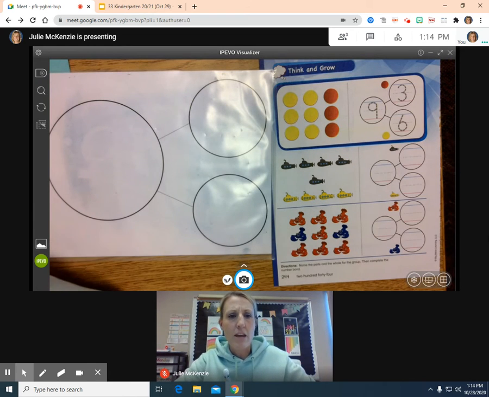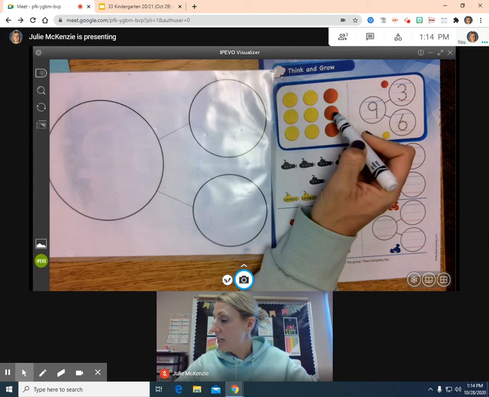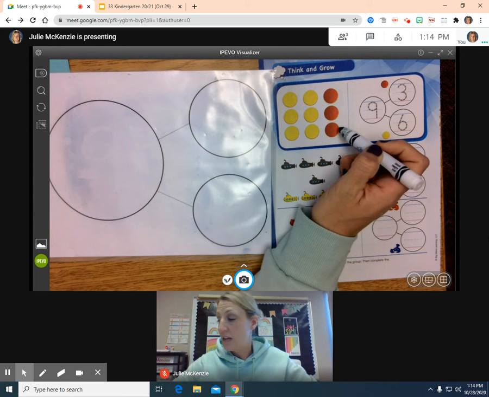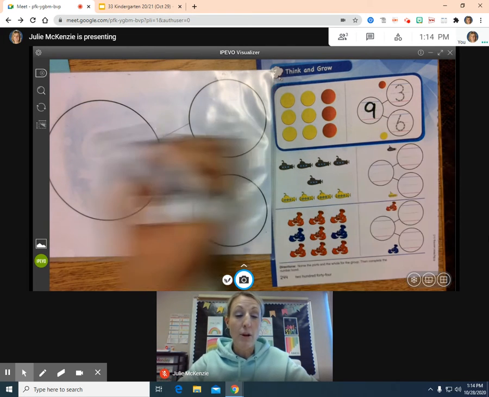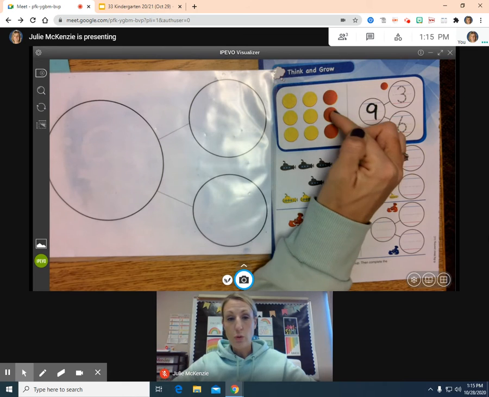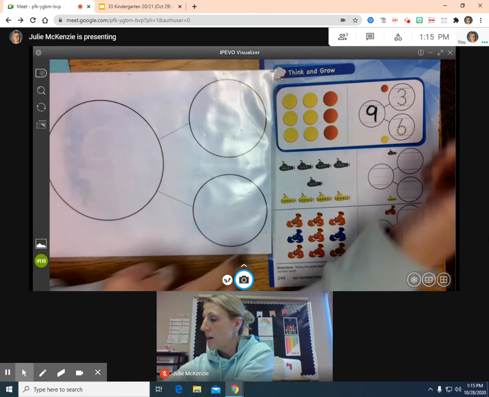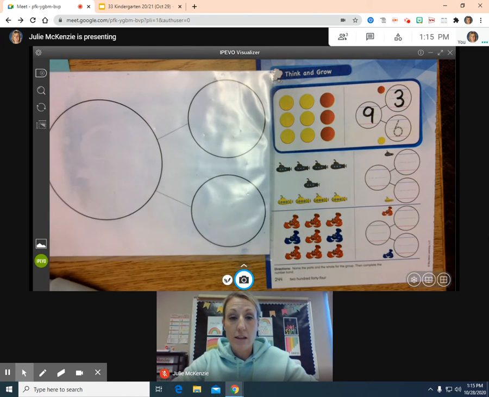Let's start by figuring out how many counters total are there. Let's count them. 1, 2, 3, 4, 5, 6, 7, 8, 9. So trace this 9. The whole group number is 9. There are 9 counters total. How many red ones and how many yellow ones? Those are the parts. Let's count the red ones. 1, 2, 3. Around the tree, around the tree. That is how you make a 3. There were 3 red ones.